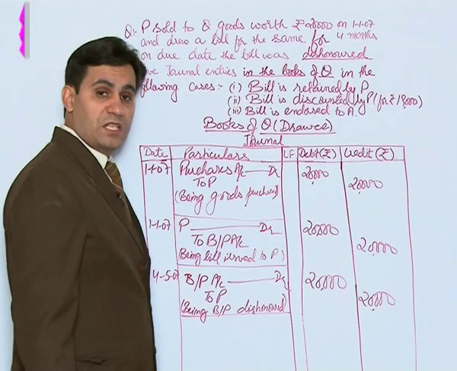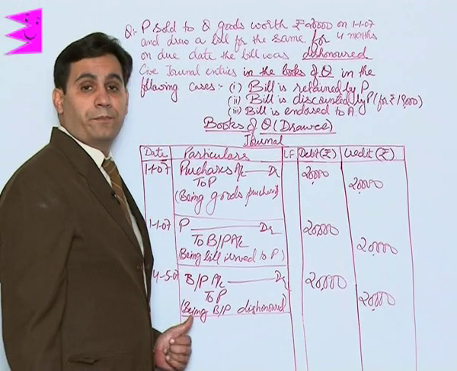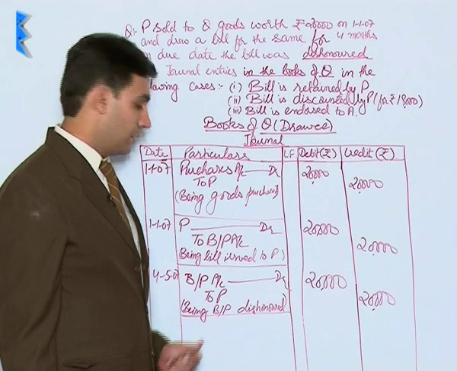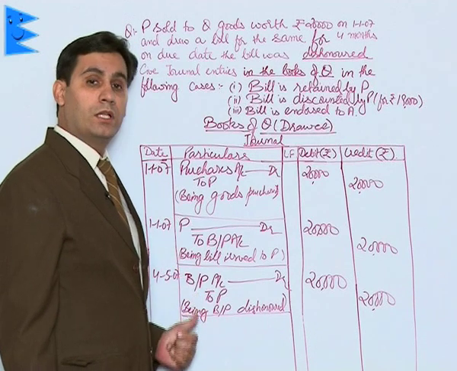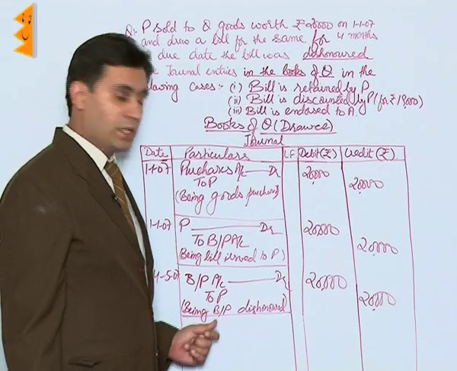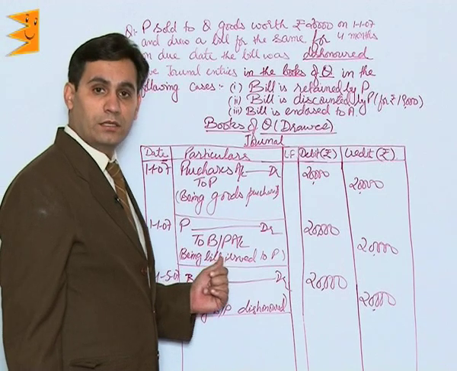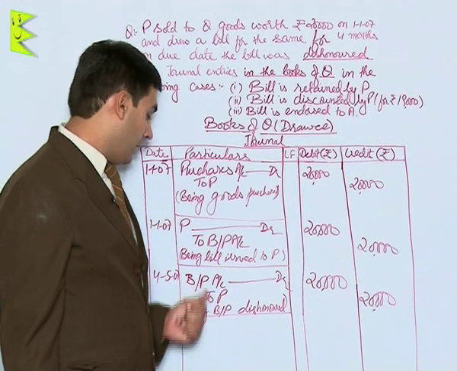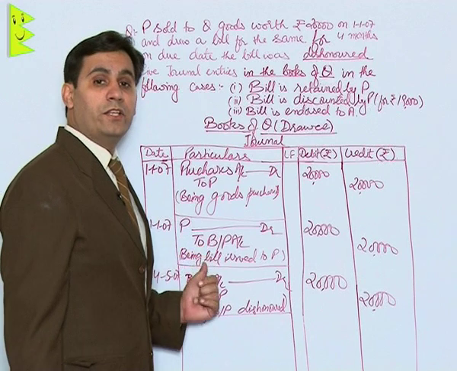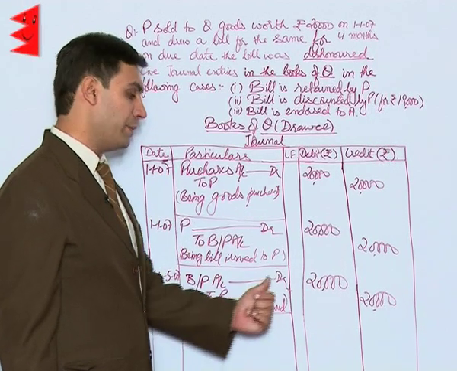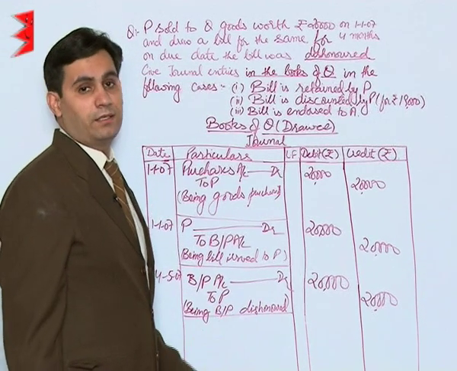Now students, just remember the effect of this entry. This entry makes sure that the bills payable that we had issued now stands cancelled. Since it was earlier credited, now it has been debited. On the other hand, the liability of P, since P has to be paid 20,000 now, it stands reinstated.